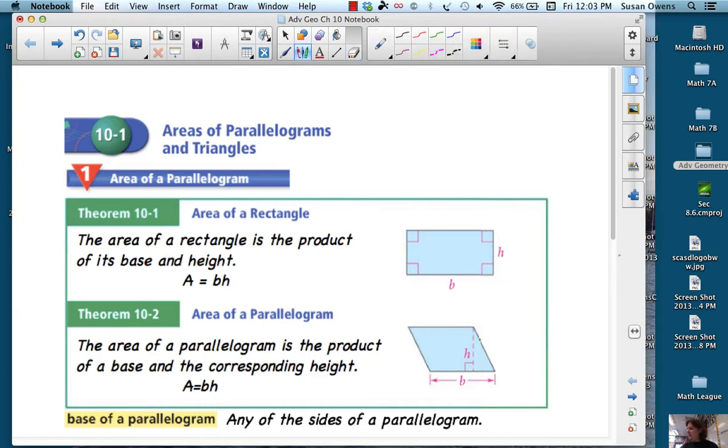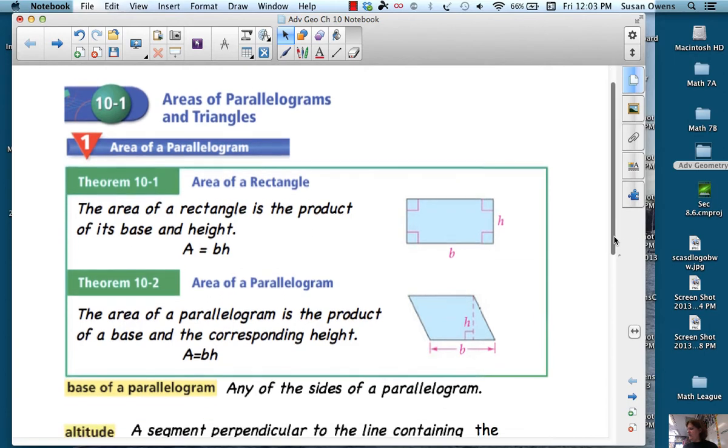Some people like to think about it as cutting it here, and you end up getting one rectangle here and two triangles there. If you put those together, you also get that the area of all combined is the base times the height. So the area of any parallelogram is just the base times the height.